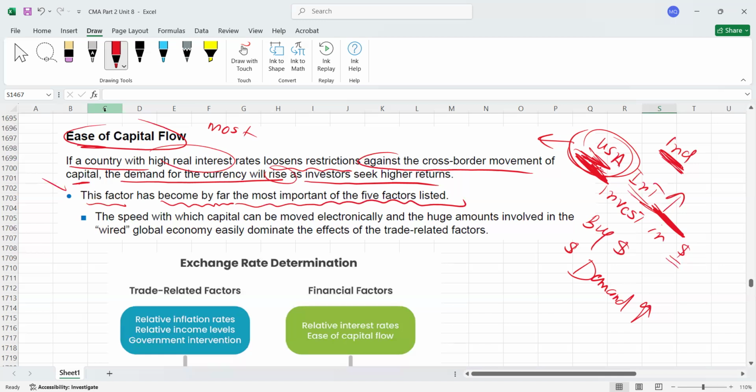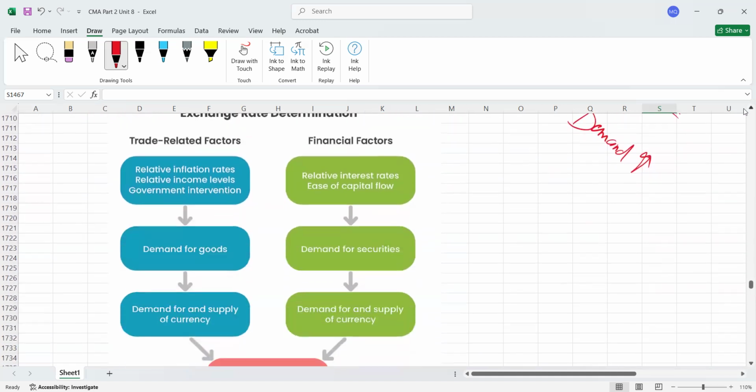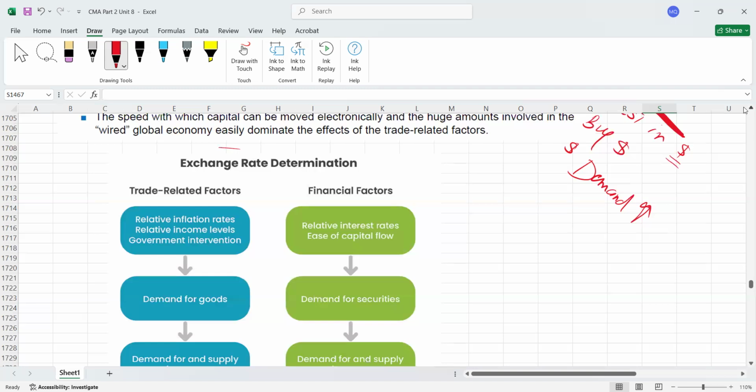Whatever factors we studied above, guys, it is the most important of them. Okay, because nowadays ease of capital flow is there, we can transfer funds electronically on a single click, millions of dollars and millions of rupees, from one country to another country, right? So now guys, here I'm going to show you a summary. If you look here, we've got it, exchange rate determinants.